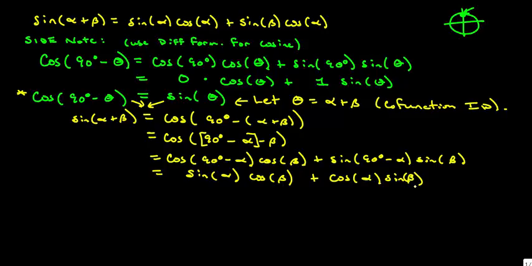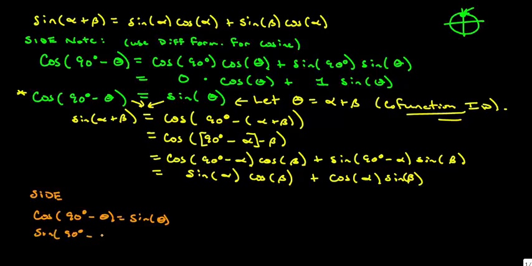Now, how do I know that? These right here are your cofunction identities. So let's just write this as a side note. Whenever you have the cosine of 90 degrees minus some angle, that's equal to the sine of that angle. And whenever you have the sine of 90 degrees minus an angle, that's equal to the cosine of the angle.